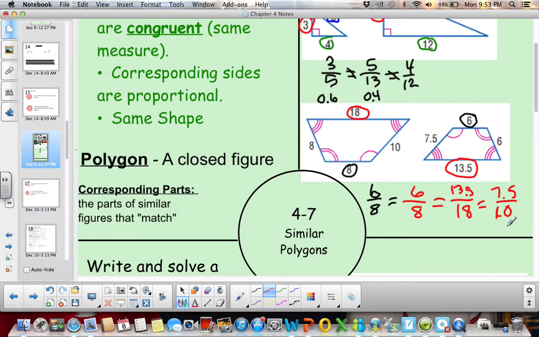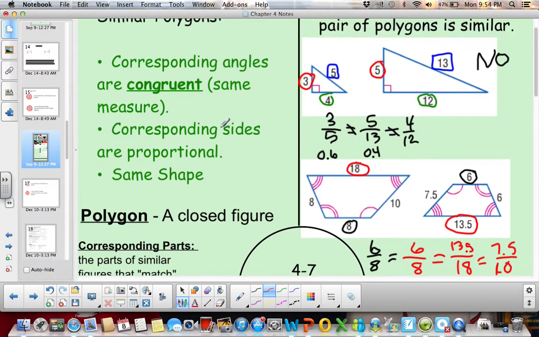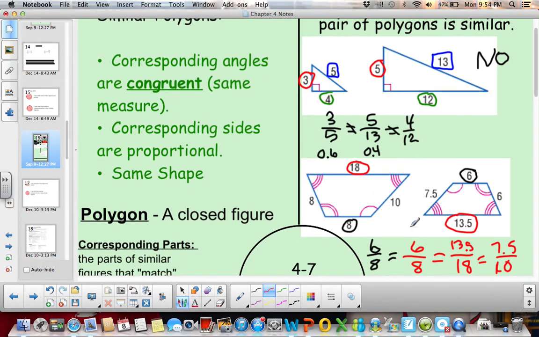So 6 divided by 8, we have 0.5. And then if I put 13.5 divided by 18, I get 0.5. And then 7.5 divided by 10 is also 0.5. So since they are all equal, that means that they are all proportional, which means that they are all similar. Because I forgot to mention that we look for the same shape, and they are the same shape even though they're flipped around, and all of their corresponding angles are congruent.